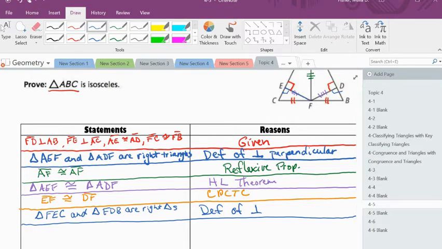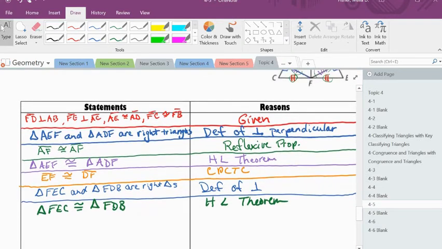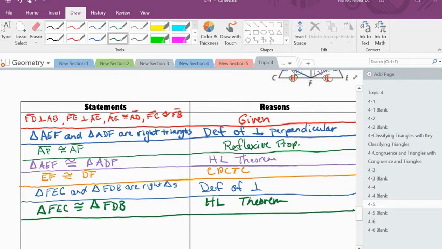And then we can actually say that triangle FEC is congruent to triangle FDB, because again, we have the hypotenuse being right here and a leg right here, hypotenuse leg. So we have the hypotenuse leg theorem. I'm going to rewrite that so it looks more like an L instead of an angle sign.